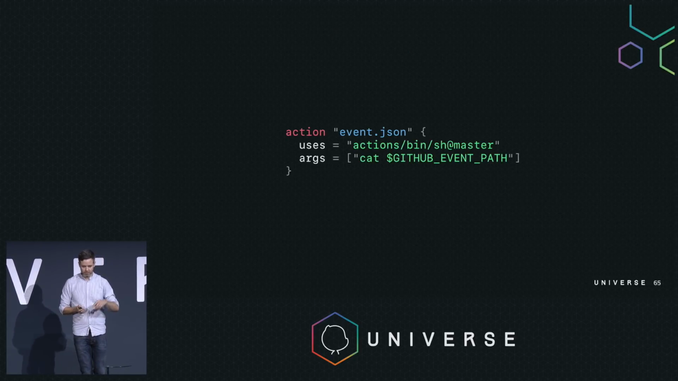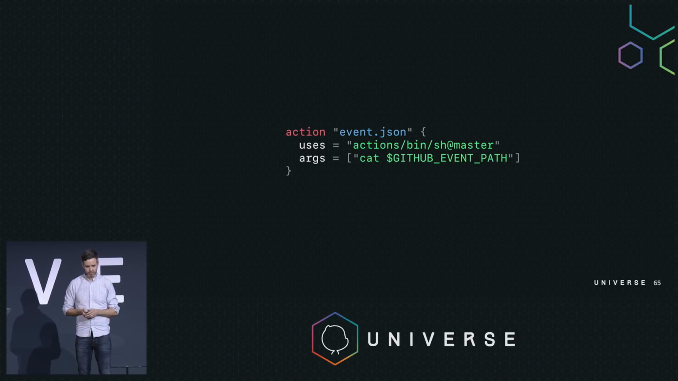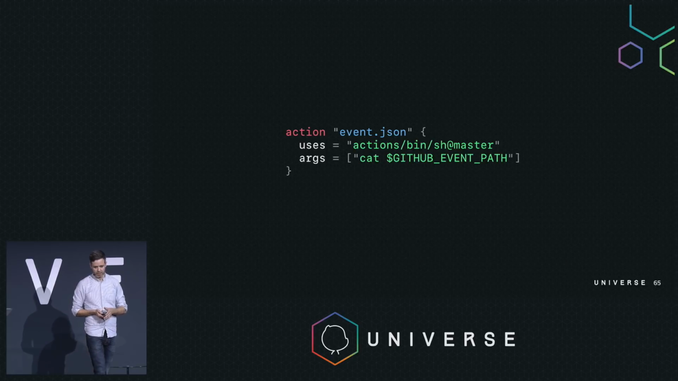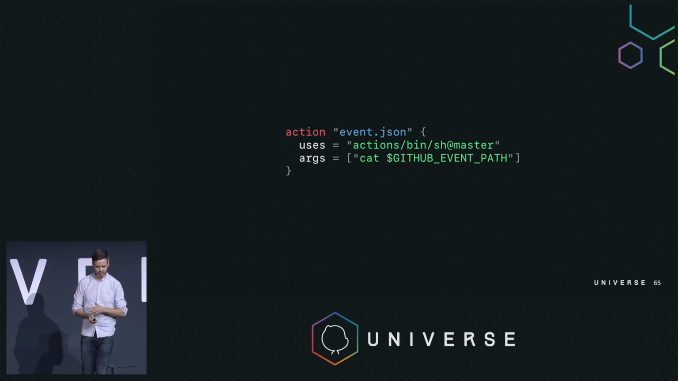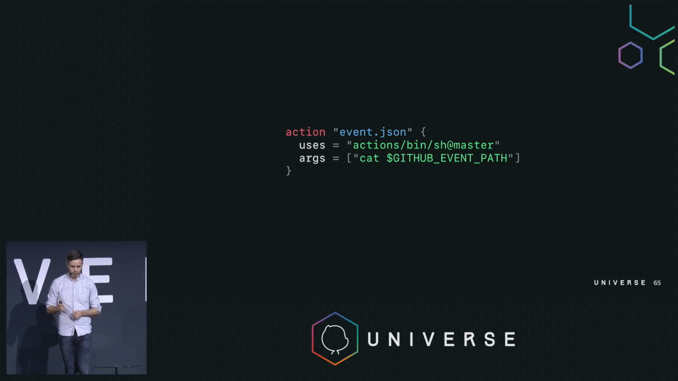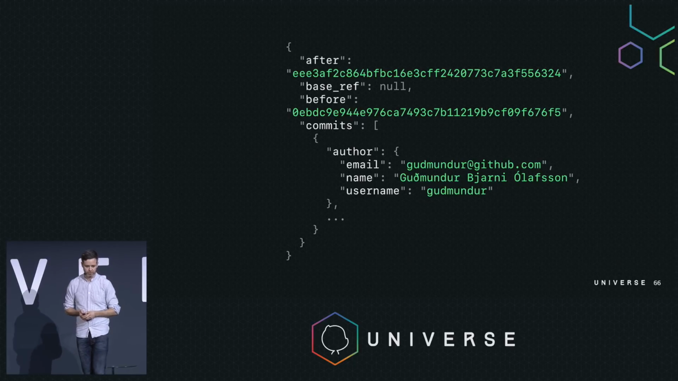And rather than digging through the webhooks for a specific repo, I just set up an action that looks like this. So it just uses the shell action again, and it calls cat, which will open up any file and just output its contents to the screen. And I'm looking at the GitHub event path. And when we run this action, it basically gives me the push event that triggered the thing.